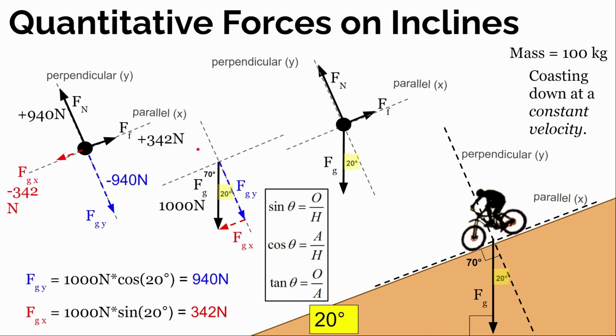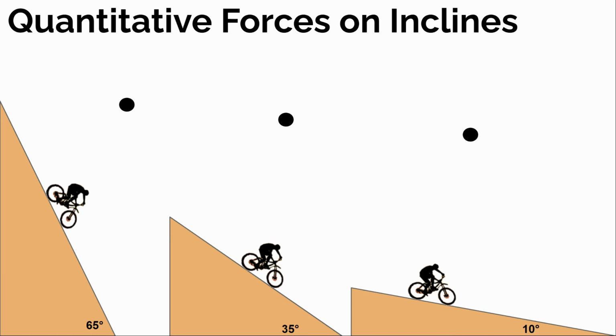So now we have enough information to go back and quantify all the forces in our original force diagram. The biker is experiencing a gravitational force of 1,000 newtons, a frictional force of 342 newtons, and a normal force of 940 newtons. Lastly, I want to look at the force of gravity and how big the x component and y component is for different inclines. And let's assume that the mass of the biker, again, is 100 kilograms, so the gravitational force is 1,000 newtons.